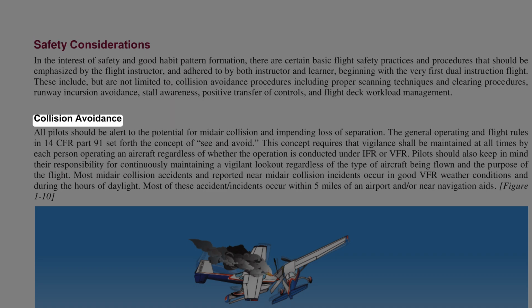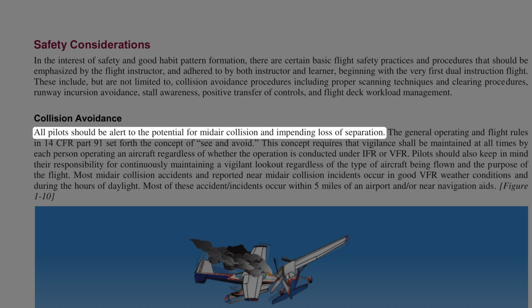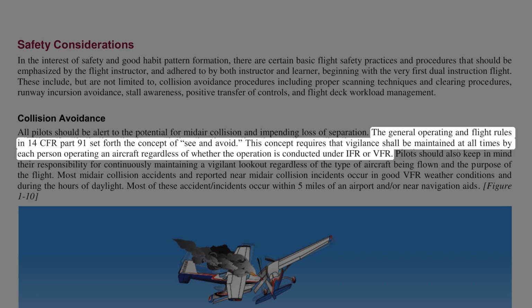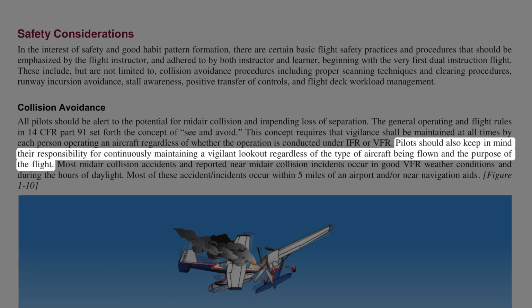Collision avoidance. All pilots should be alert to the potential for mid-air collision and impending loss of separation. The general operating and flight rules in 14 CFR Part 91 set forth the concept of see and avoid. This concept requires that vigilance shall be maintained at all times by each person operating an aircraft, regardless of whether the operation is conducted under IFR or VFR. Pilots should also keep in mind their responsibility for continuously maintaining a vigilant lookout, regardless of the type of aircraft being flown and the purpose of the flight.